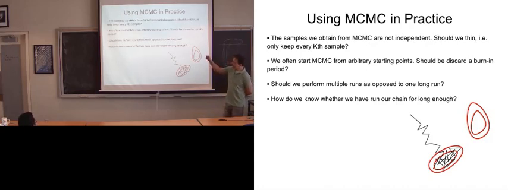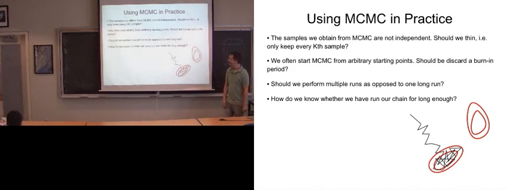We often start these MCMC at arbitrary starting points. So you start at some point. Should you be discarding a burn-in period? So do you run your Markov chain for some time before you say, now what I'm getting are my samples from the posterior, approximately. Should we perform multiple runs as opposed to one long run? The theory is telling you that you perform one very long run, and eventually you'll reach the stationary distribution. In practice, people start at different points, run multiple Markov chains, and then look at averaging or computing expectations across these Markov chains.